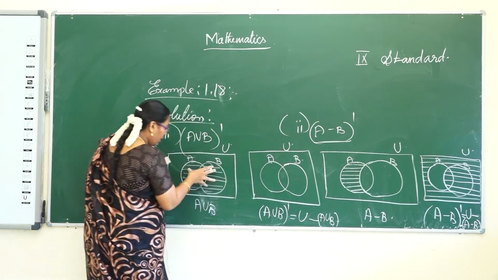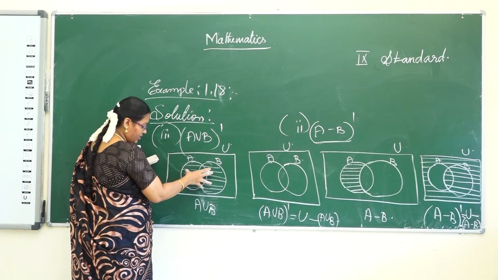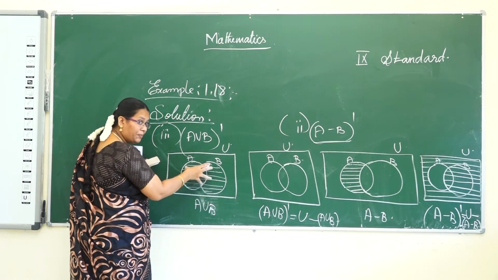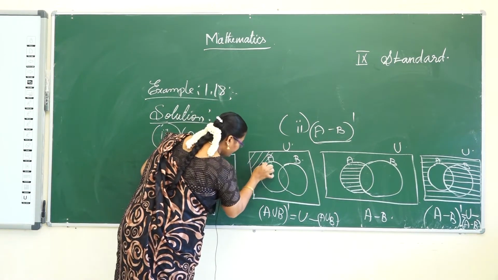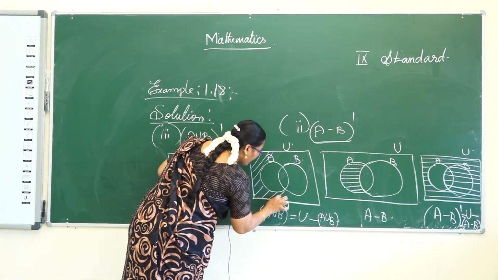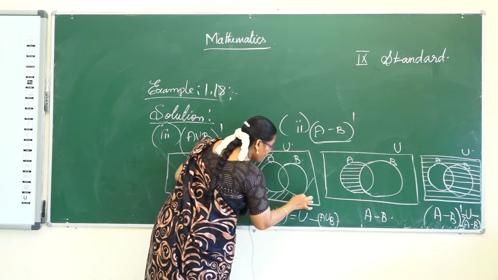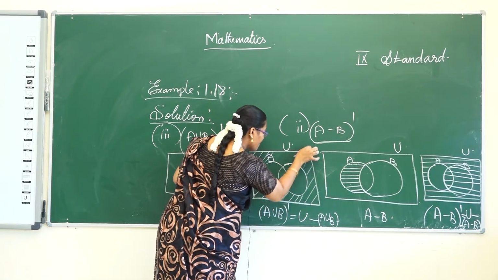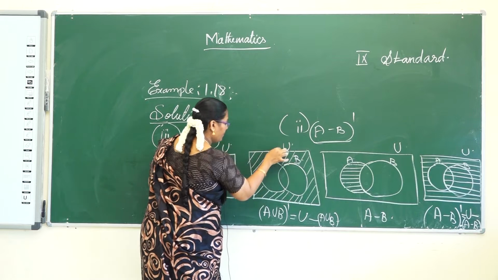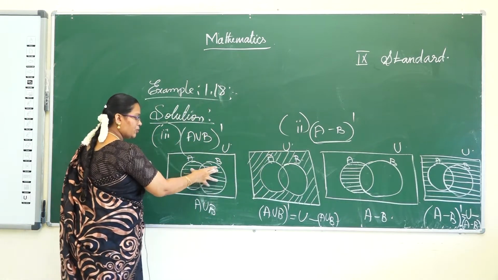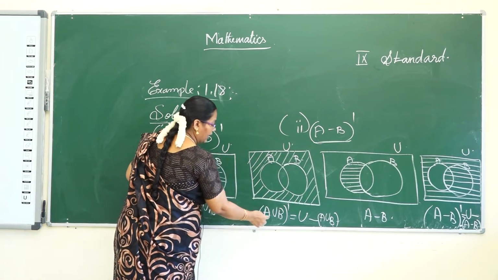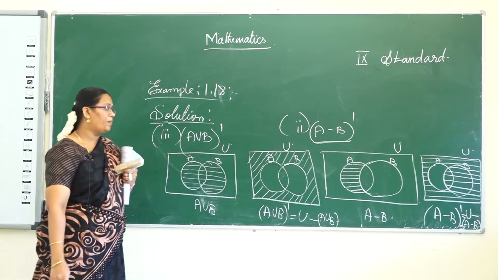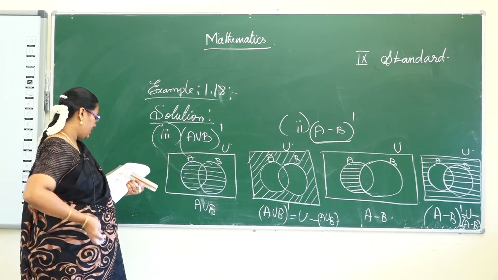Okay, so except these two portions, that means A union B. Except A union B, what does remain? This portion. Okay, except this portion, so omit that portion. What remains? So this is all the A union B, the whole complement. Okay, I hope you understand this.